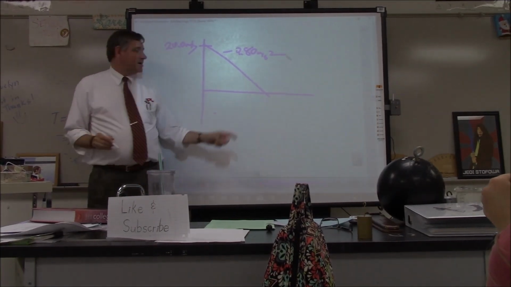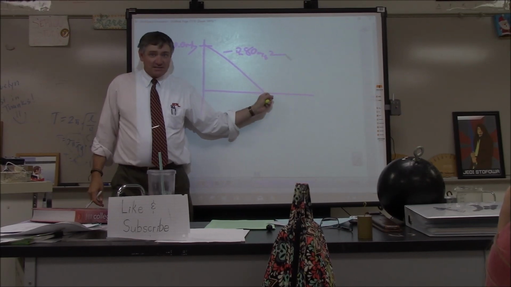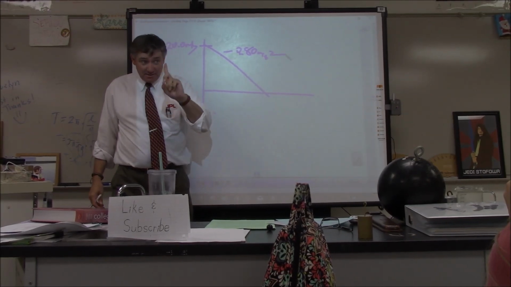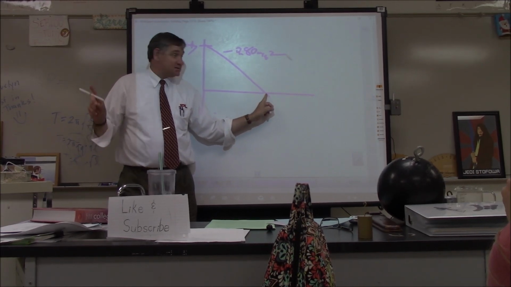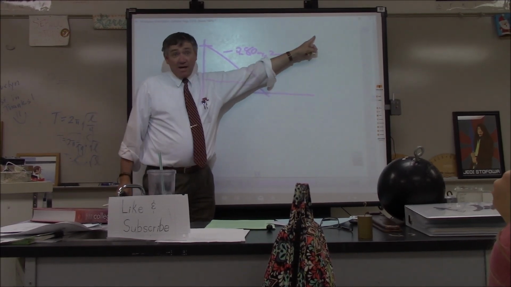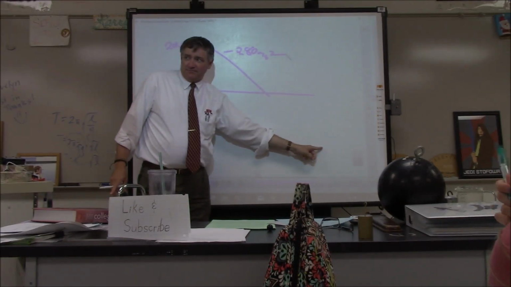True? Where's the ball at this point? Maximum height, because the velocity is 0. Now, what's it going to do from here? It can do one of two things. It can either start back up like this, or it can keep going down like this. Keep going down.